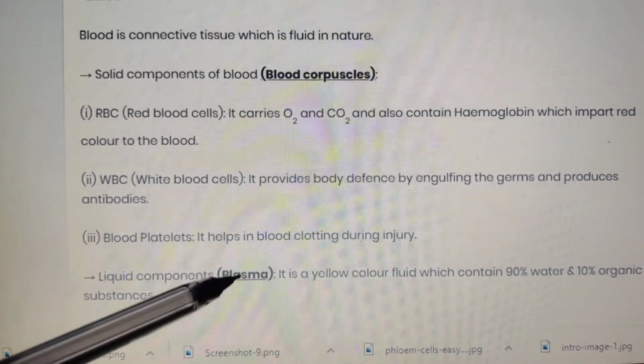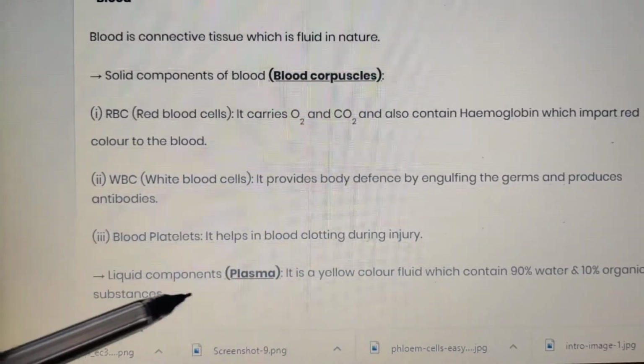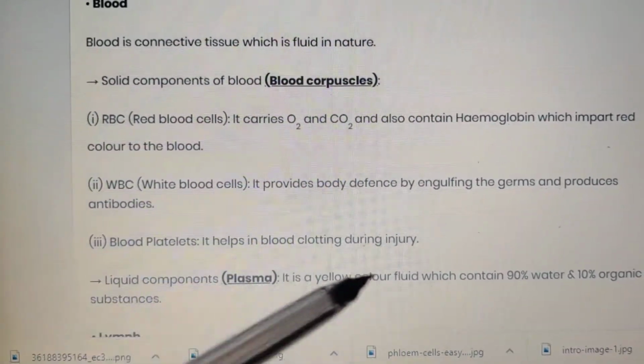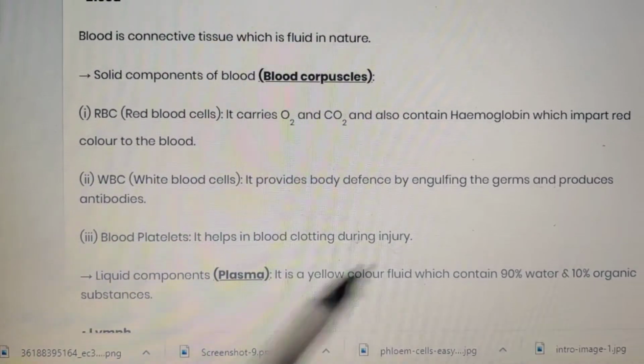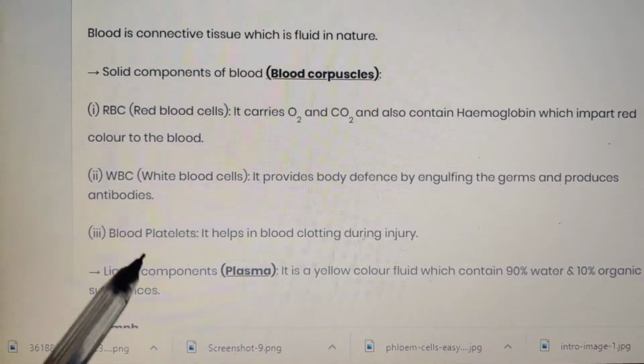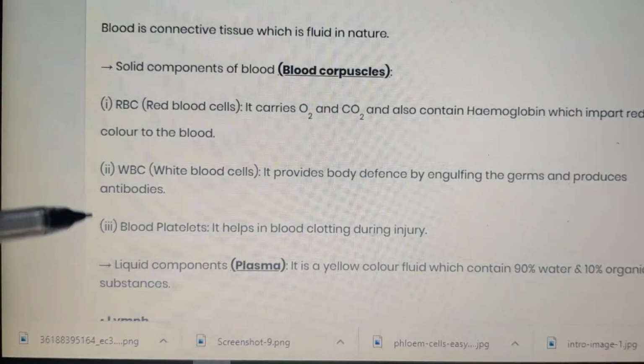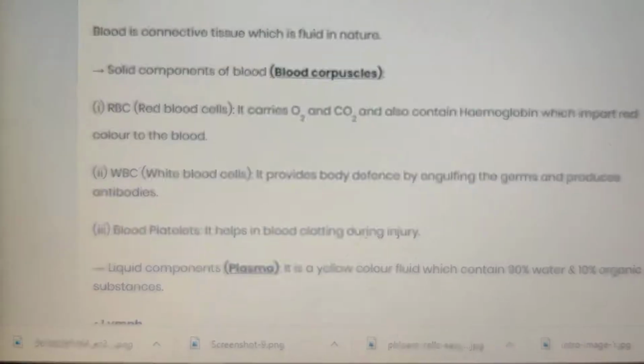The next important thing is the plasma. Plasma is the liquid component of the blood, which is yellow in color. It contains 90% water and 10% organic substances. So these are the components which are present in the blood.